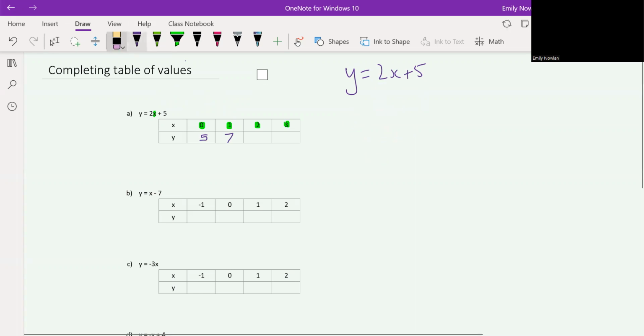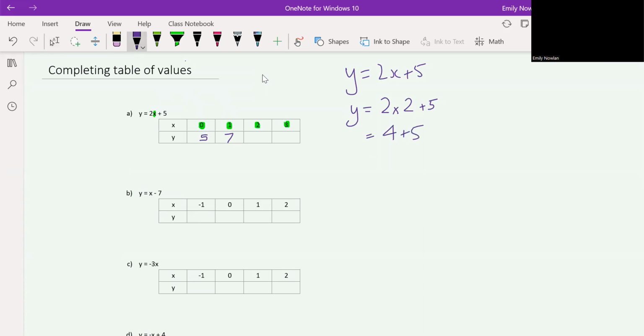Okay. Then next one, we're going to let x equal 2. So we say 2 times 2 plus 5. 2 2s are 4 plus 5. The answer is 9. And we put our 9 over here.